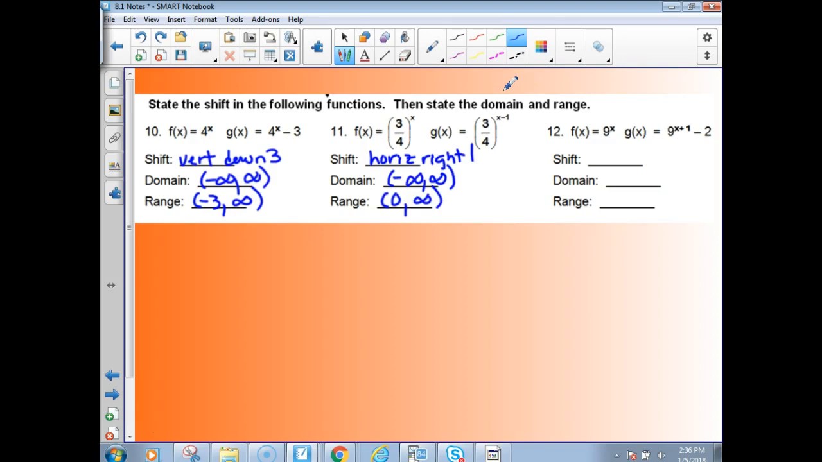Okay, the next one, 9 to the x transformed to 9 to the x plus 1 minus 2. The shift is horizontally left 1 and vertically down 2. The domain is still negative infinity to infinity, but the range did change because it went down. It went down to negative 2 to infinity. I don't know why we didn't have one where the shift was up on the asymptote.